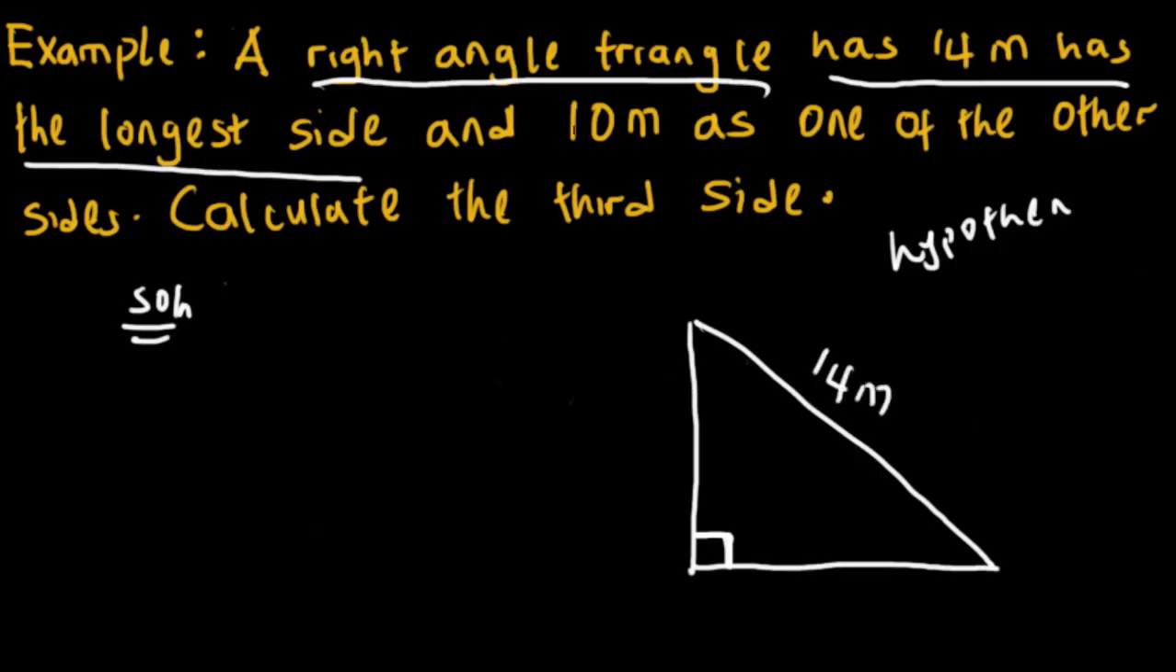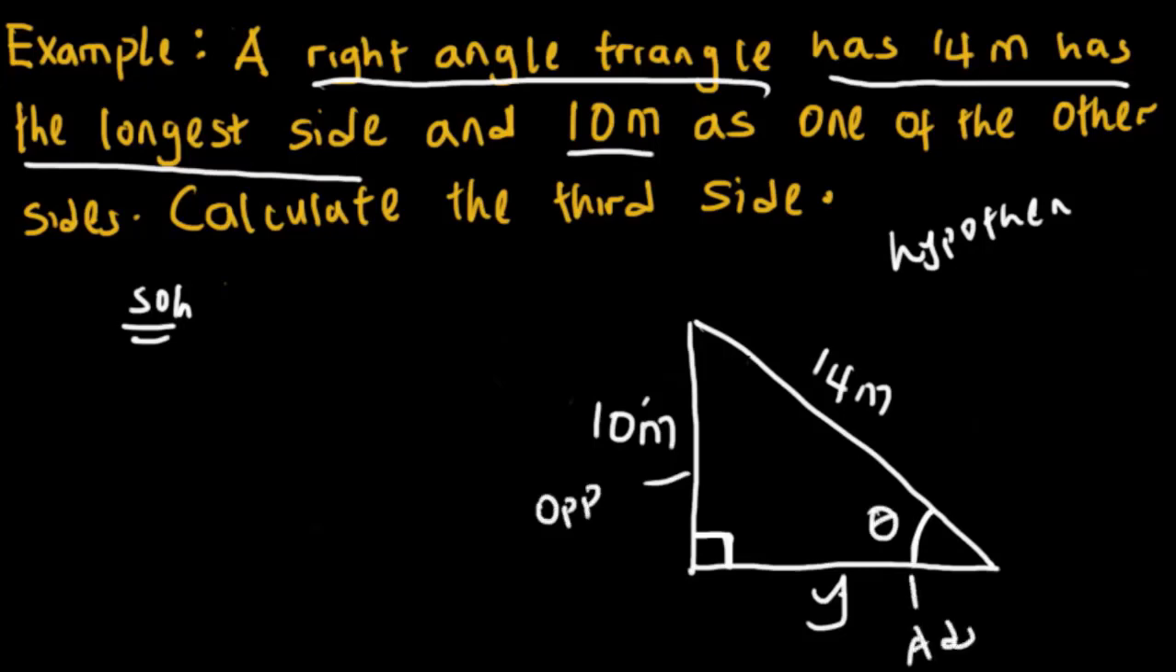Now we are told that 10 meters is one of the other sides. So that could be here or here. It doesn't really matter, I can put it anywhere. So I can say this place is 10 meters. And then I'm told to find the third side, so I can represent this as y. Do you understand? If the angle is here, it means that this side is the opposite, while this side is the adjacent. And you know this is the hypotenuse. Does this make sense?